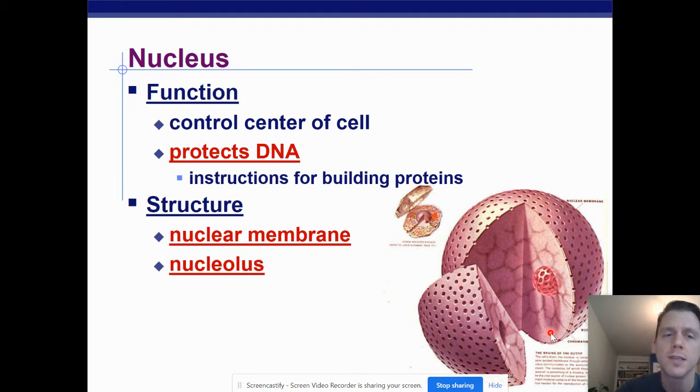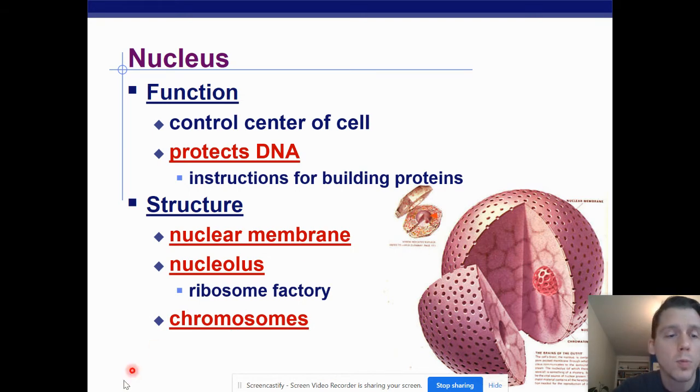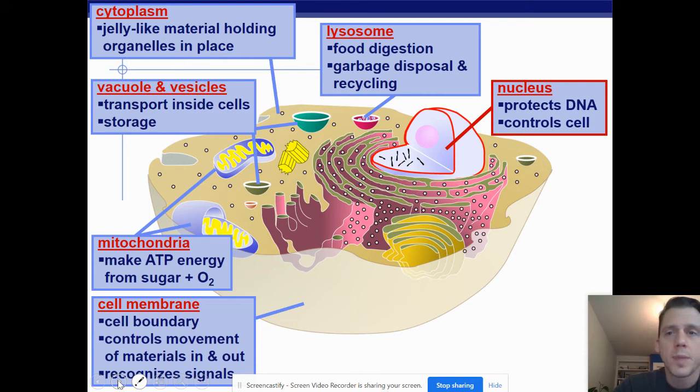Inside of the nucleus is something called the nucleolus. It's a little dark spot in the nucleus. That's a nucleolus. What does the nucleolus do? The nucleolus builds another structure called ribosomes. We also have chromosomes. Our DNA is organized into chromosomes. So that is also found all throughout our nucleus. All right, so that's what we've got first, nucleus. So there it is being outlined in red, protecting the DNA and controlling the cell.